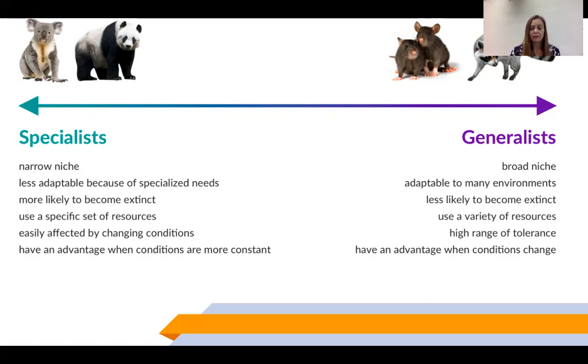Generalists, on the other hand, have an advantage when conditions are changing, because it means that it's less likely that their food source is going to disappear entirely. They're going to be able to find something to eat, somewhere to live. So generalists have a very high range of tolerance, and specialists have a very low range of tolerance. Specialists are more likely to become extinct. Generalists are less likely to become extinct and more likely to become invasive species.